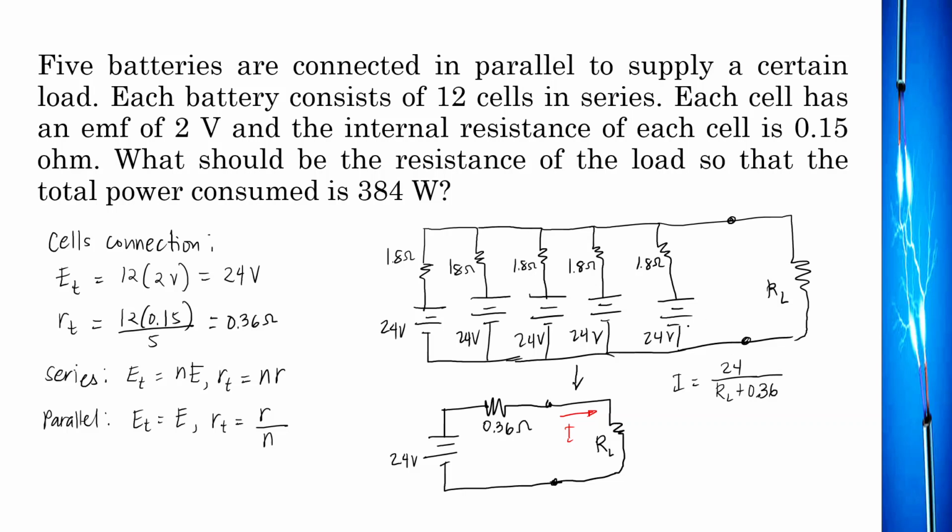And since our power PL is 384 watts, to get PL, I can have I squared times RL, right? So now I can have this equation: 384 is equivalent to, of course, our I is this. So I think this becomes a quadratic equation in RL.